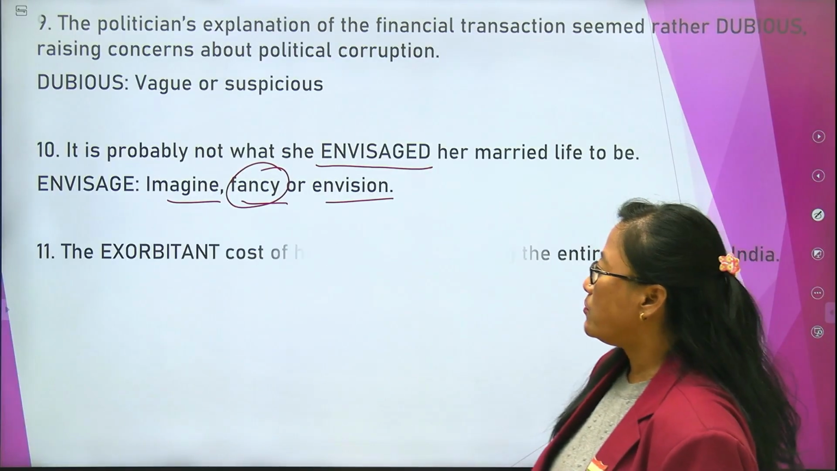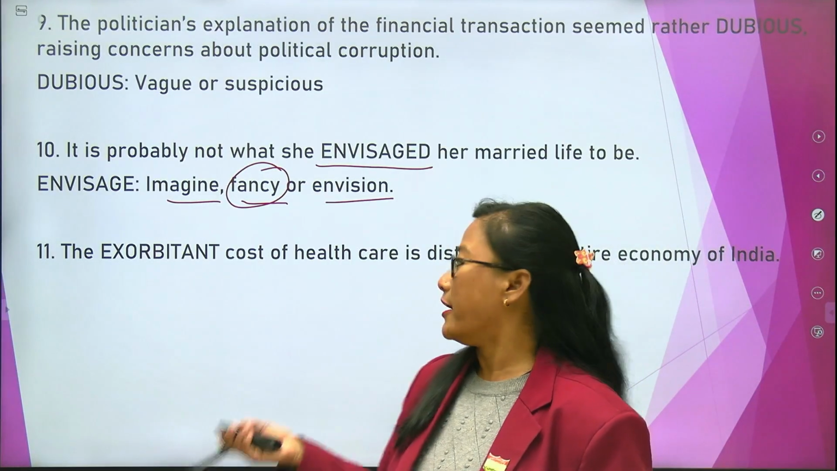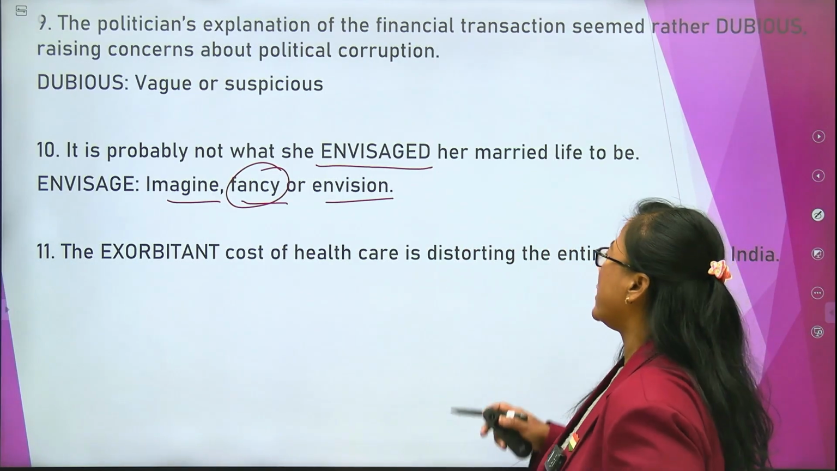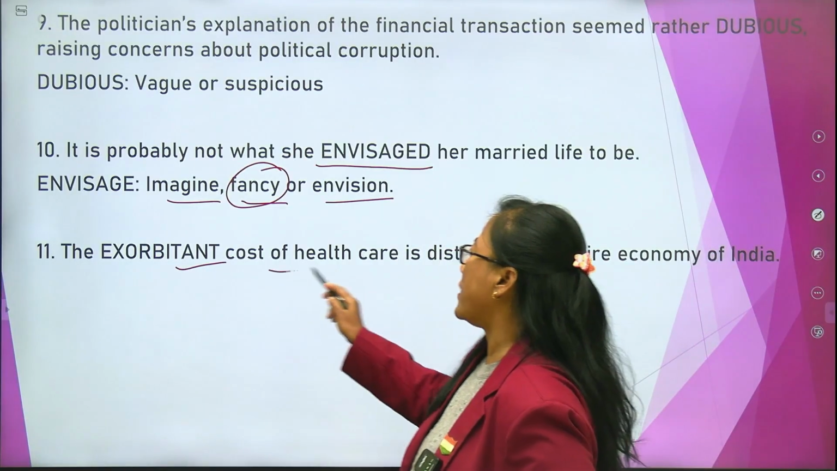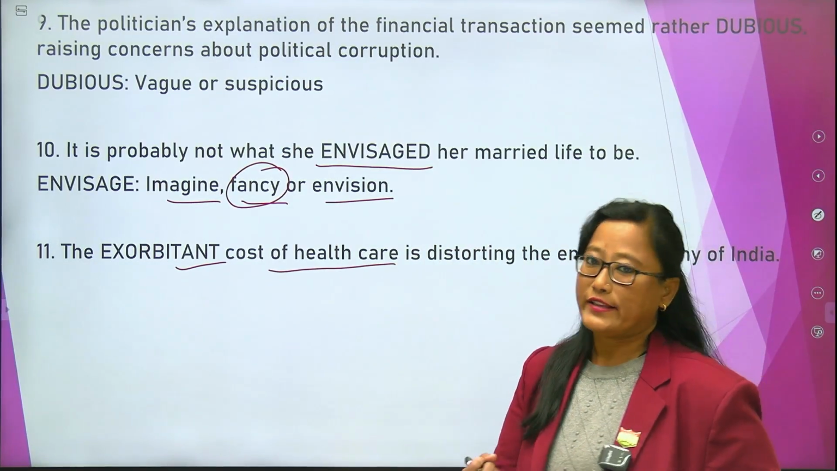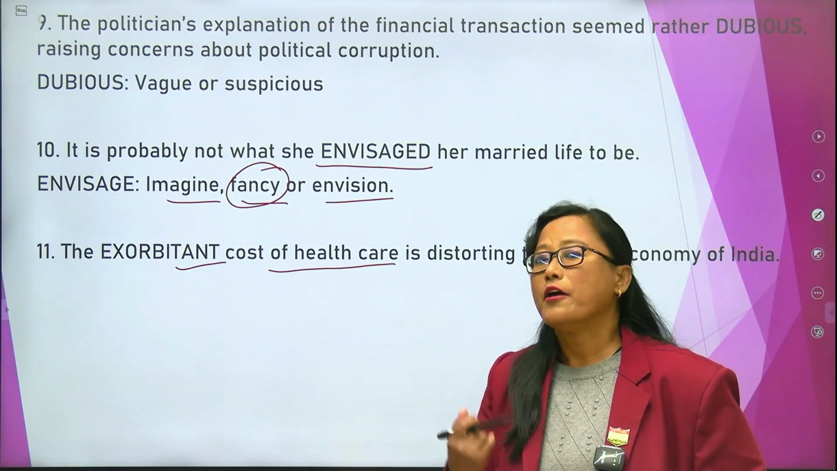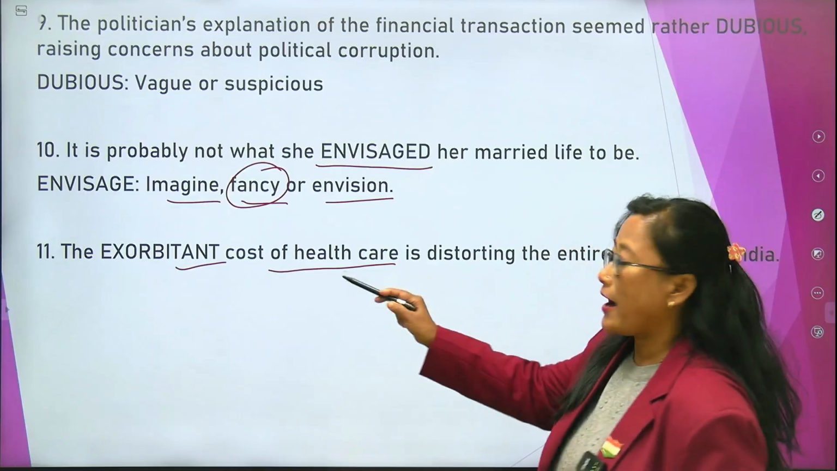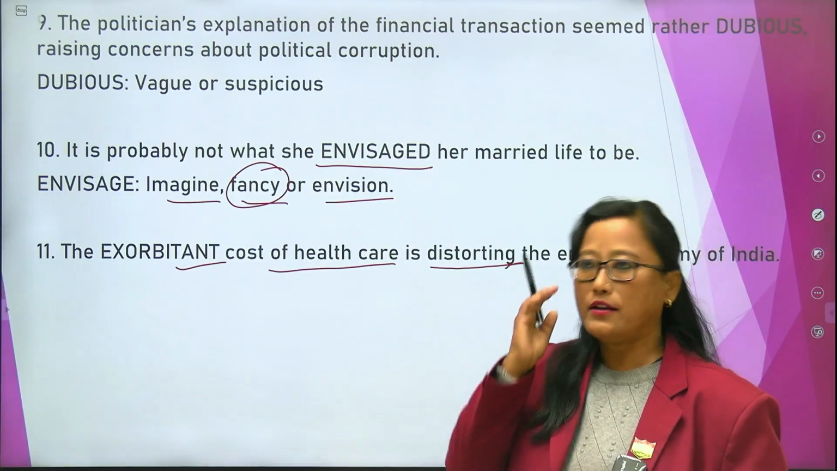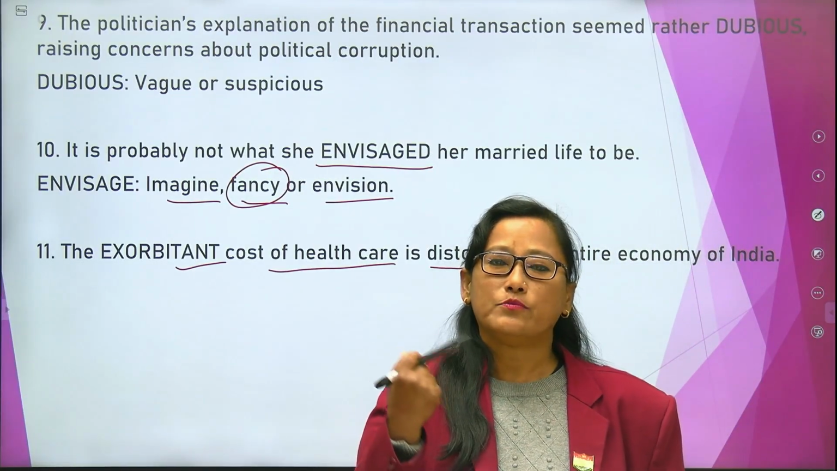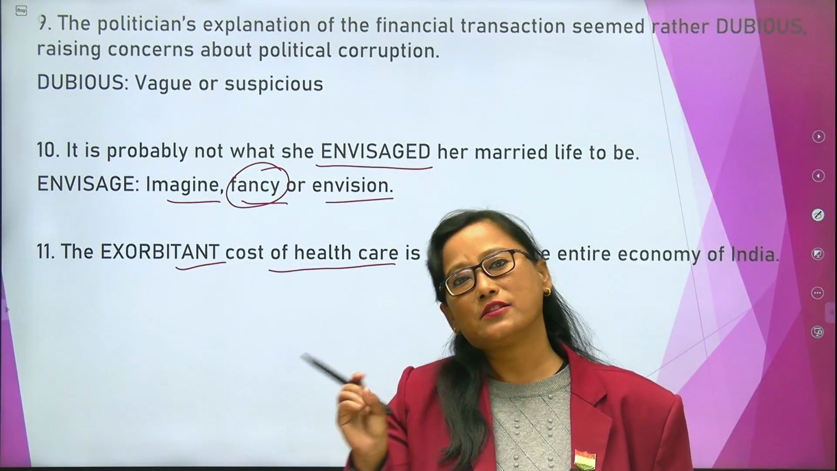Alright. Now let's move on to the 11th sentence. We did that also earlier, but let me again reiterate: the exorbitant cost of healthcare is distorting the entire economy of India. When we talk about the exorbitant cost of healthcare, what type of healthcare? We do get good healthcare here, but at what price? At the exorbitant price, and it is distorting. The meaning of distorting is making something very bad.